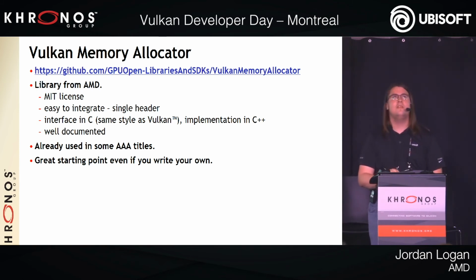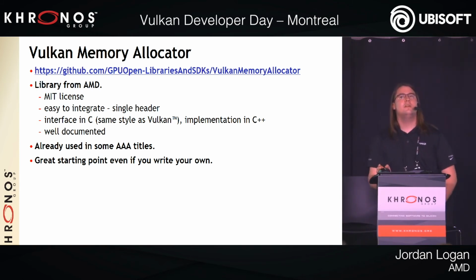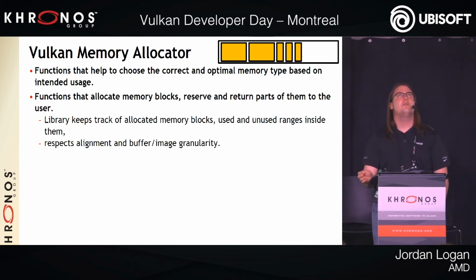You can just drop this in and worry about memory management later, or if you're just looking for some example code to write your own. So I'm just going to talk real quick about this. The main idea behind this is to pick the correct memory type based off of some usage flags that everyone was used to from previous APIs, and also to handle all that sub-block allocation.